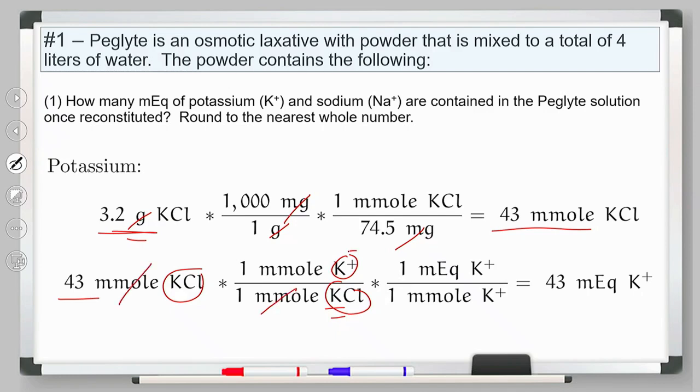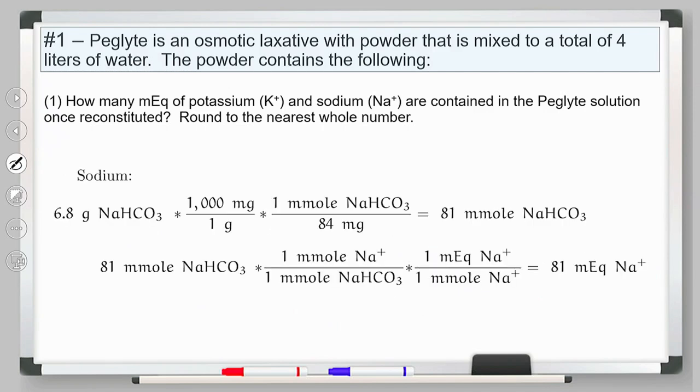And let's look at the valence. Remember, milliequivalence is all about the charge. Since potassium has a +1, there's 1 milliequivalent for every 1 millimole. So by multiplying by that, I know it doesn't change the number, but my units get changed to milliequivalents. So 43 millimoles is equal to 43 milliequivalents for potassium, since its valence is 1. You get 1 charge from every 1 molecule of potassium. All right, so that is the answer for the number of milliequivalents of potassium.